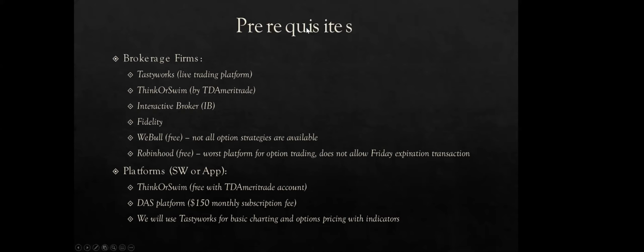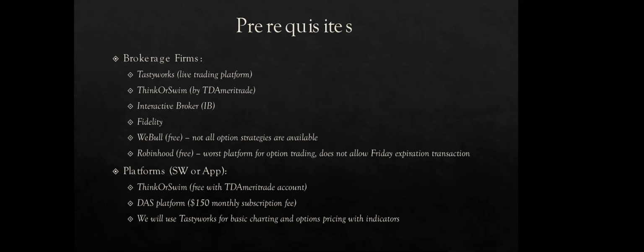A few other brokerage accounts are Interactive Brokers and Fidelity. There are a few free brokerage accounts, one is Webull, another is Robinhood. I would not encourage option trading in those two, because in Webull not all option strategies are available, and Robinhood is, I would say, the worst platform for option trading, and it doesn't allow buying Friday expiration options, because it's the last day of expiration.